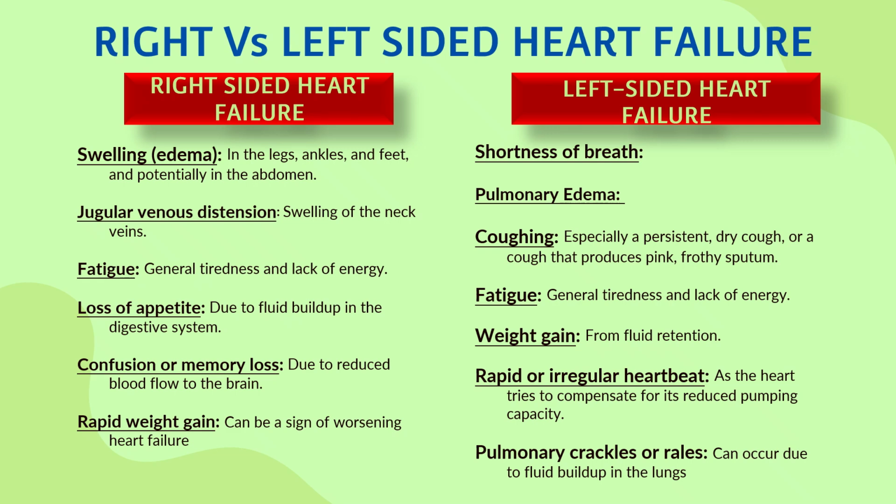We see swelling in the legs or the ankles. That is what we call pitting edema or dependent edema. And jugular vein distension, that is swelling of your neck veins. Fatigue, loss of appetite, confusion, rapid weight gain. So these signs repeatedly suggest right-sided heart failure. When we talk about left-sided heart failure, we have SOB, pulmonary edema, more respiratory symptoms. You will see coughing and fatigue, weight gain, irregular rapid heartbeat, or pulmonary crackles or rales.